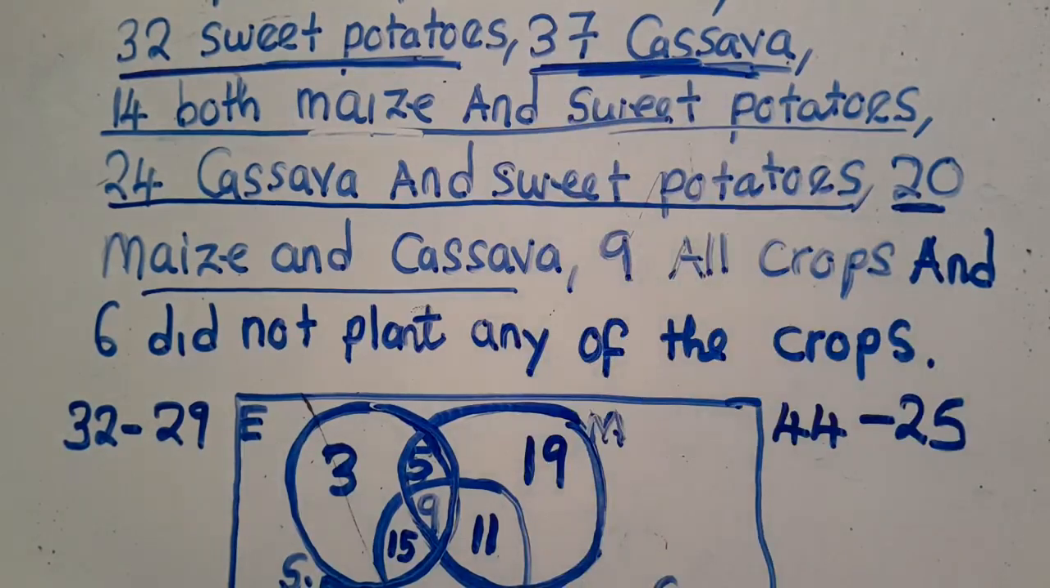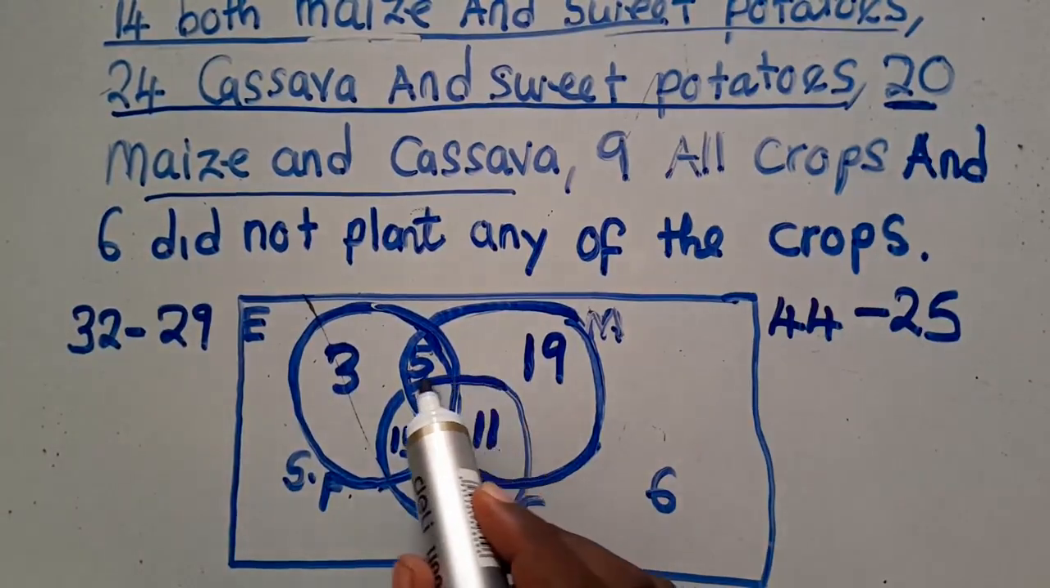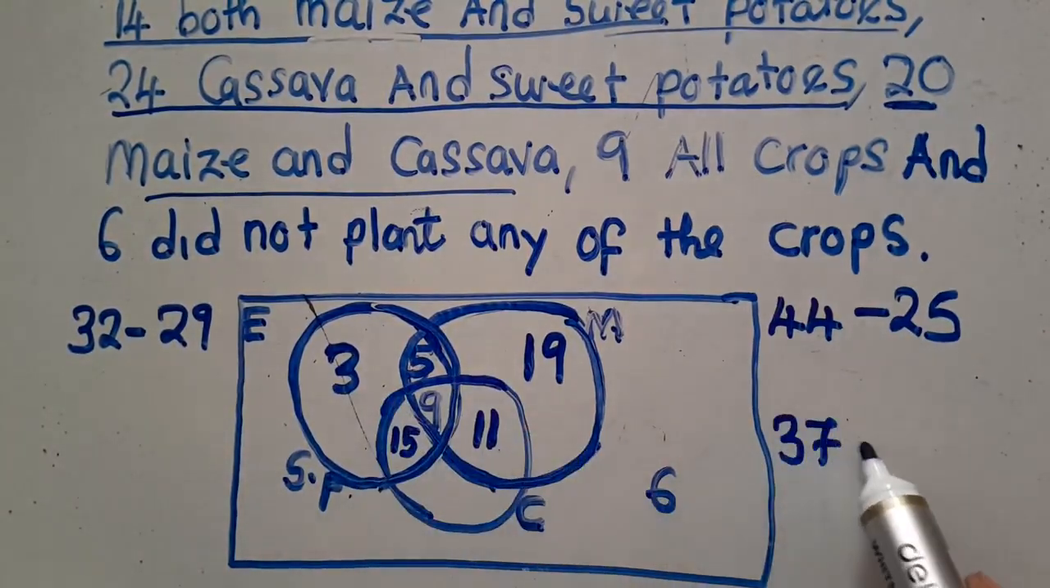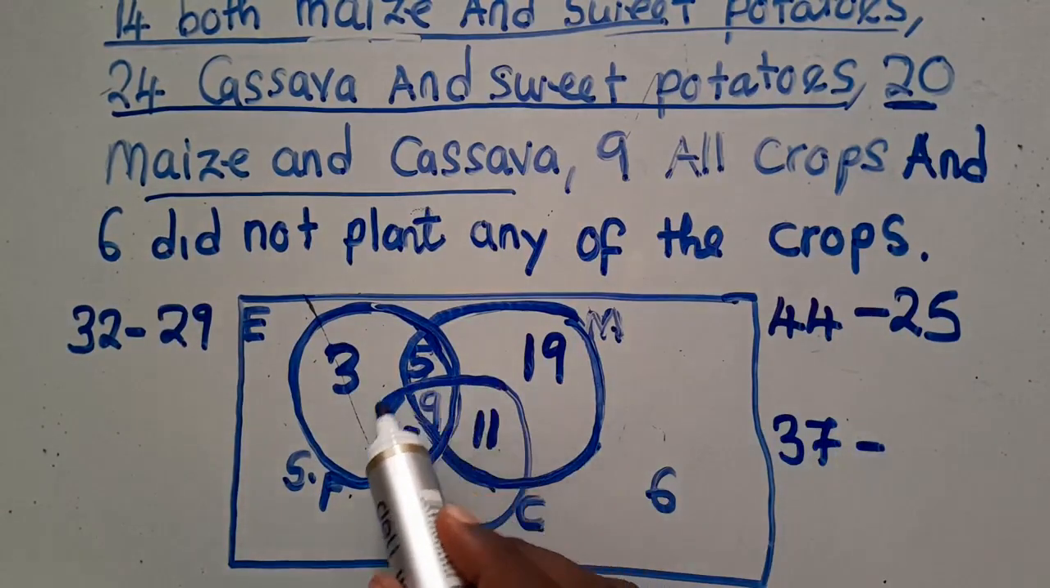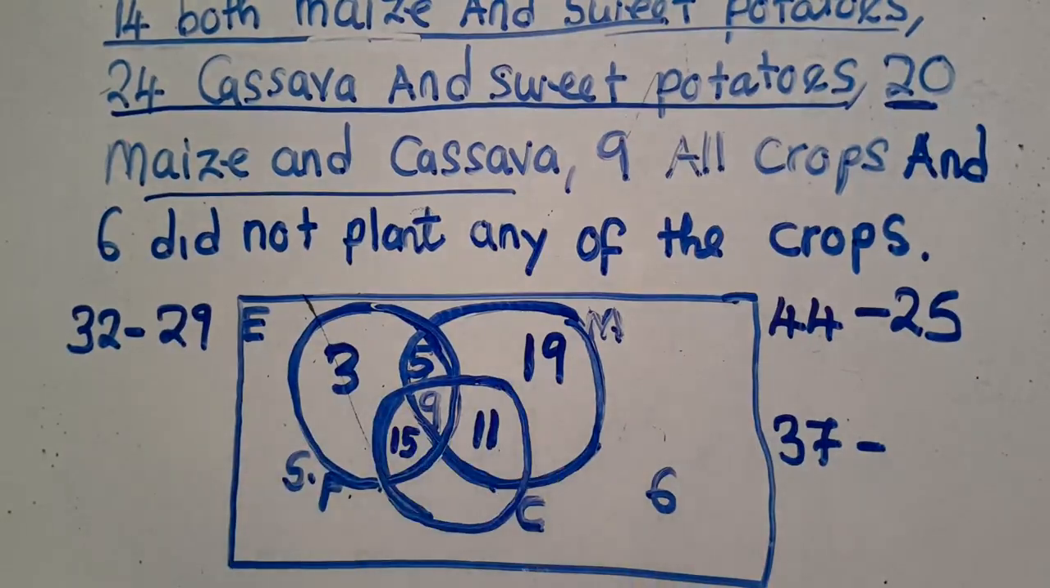37 planted cassava. Where is cassava? Cassava is here. This is where cassava is. How many? 37. So I say 37 minus, I add everything that is in cassava. So if I add, what am I getting? I add 15 plus 9 plus 11. What am I getting? I'm getting 35. So if I subtract, I'm getting a 2.